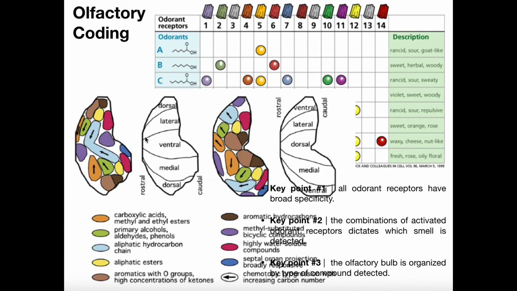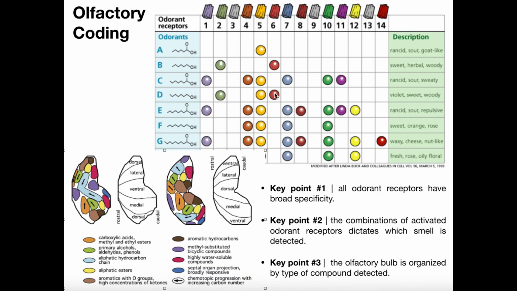Okay, this is some heavy-duty organic chemistry stuff right here, but hopefully what you see is that different regions of the olfactory bulb seem to detect or have a propensity to detect different types of organic compounds. And most compounds that we're detecting are organic compounds.